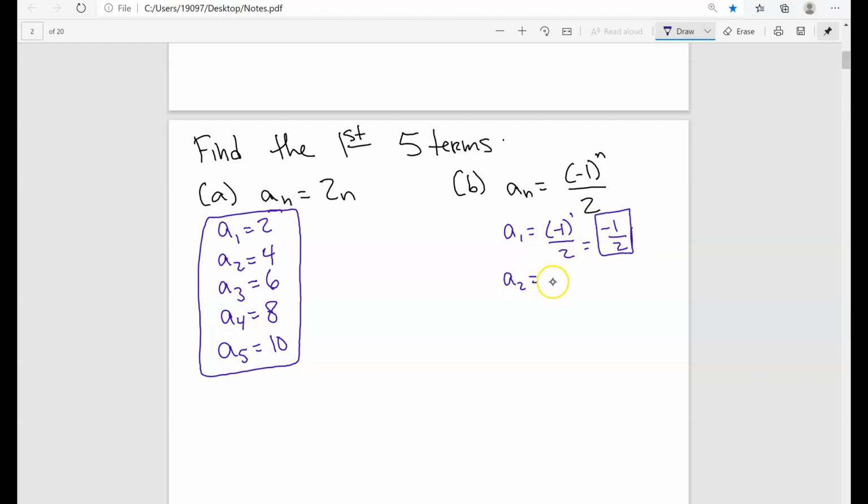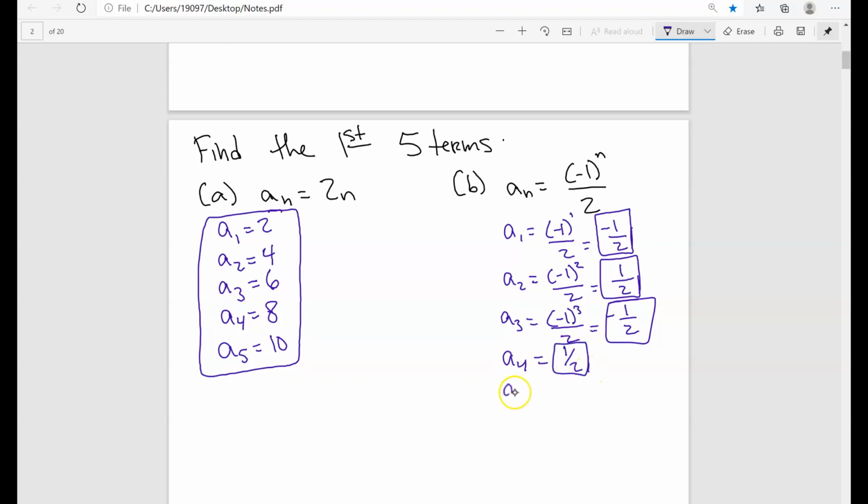A2, I'm going to put in negative 1 to the power of 2 divided by 2. It's going to give me positive 1/2. Now I'm going to plug in A3, negative 1 to the power of 3 over 2. That gives me negative 1/2. Do you kind of see the pattern? Can you predict what A4 is going to be? It's going to be positive 1/2. And then what is A5? That's going to be negative 1/2.